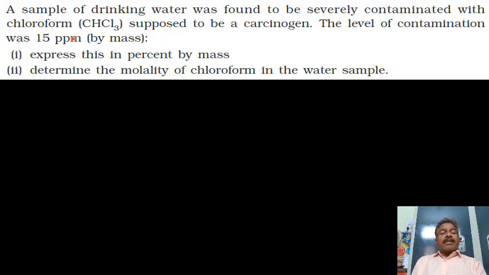Now, let us see this example. A sample of drinking water was found to be severely contaminated with chloroform. The formula of chloroform is CHCl3, supposed to be a carcinogen. Carcinogen means cancer causing. The level of the contamination was 15 ppm by mass. Express this in percentage by mass and determine the molarity of chloroform in the sample.